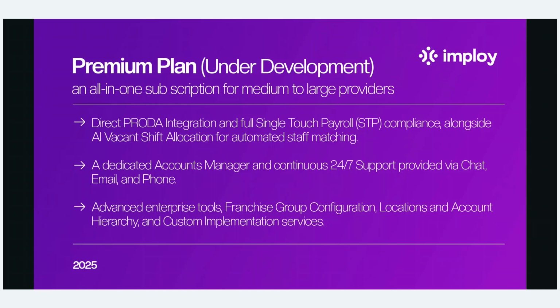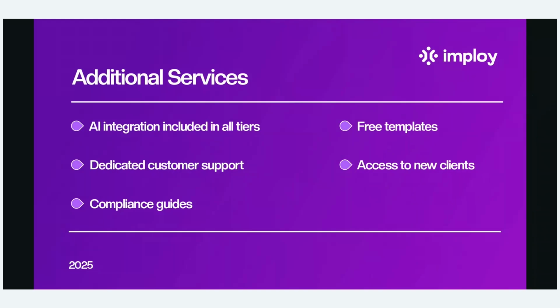Also included in the premium will be the AI making shift allocation, as well as the 24/7 support by email, phone, as well as an accounts manager. Individuals who are maybe part of a franchise or are looking to start a franchise, we do have that franchise group configuration in terms of the locations and hierarchy in terms of role. A few more things that are included with all of them are the integrations, AI features, templates, dedicated support, and the compliance guides.